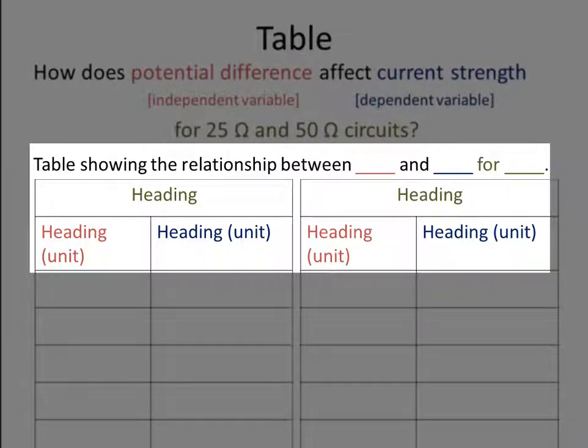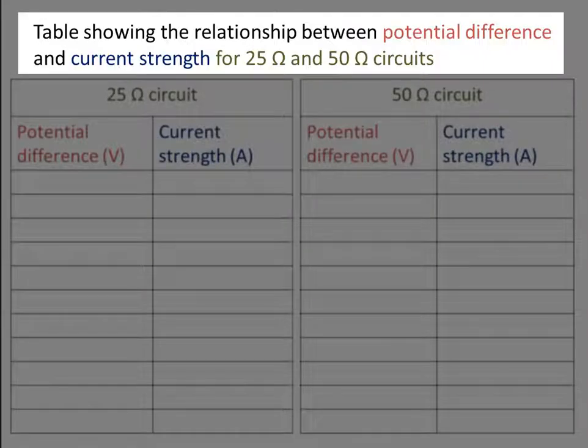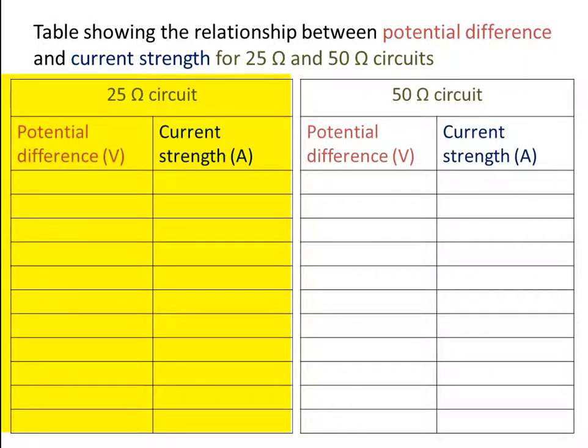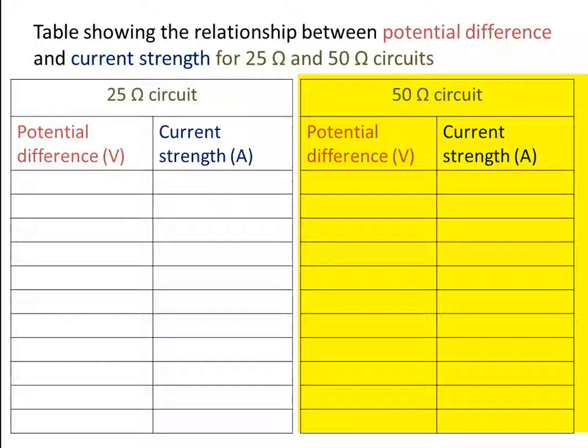Pause the movie until you've filled each of these gaps. Table showing the relationship between potential difference and current strength for 25 ohm and 50 ohm circuits. So here we have a table for the 25 ohm circuit, and there we have a table for the 50 ohm circuit. In each table, potential difference is the independent variable, so it comes in the first column with its unit volts. Current strength is the dependent variable, so it's in the second column with its unit amperes.